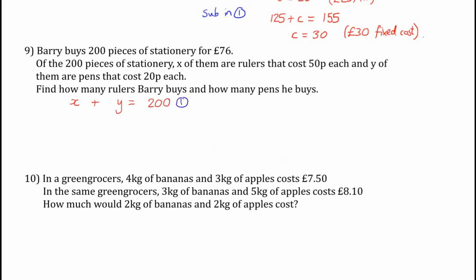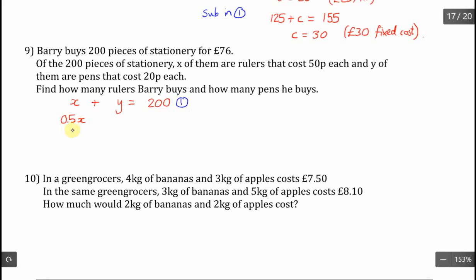Now, the total cost of all of the rulers will be 0.5x, that is 0.5 times however many we buy. If you think about that, if we bought 2 rulers, 50p times 2 would give us £1. And the total cost of all of the pens will be 0.2y. And altogether that comes to 76, because they told us that this all costs £76.